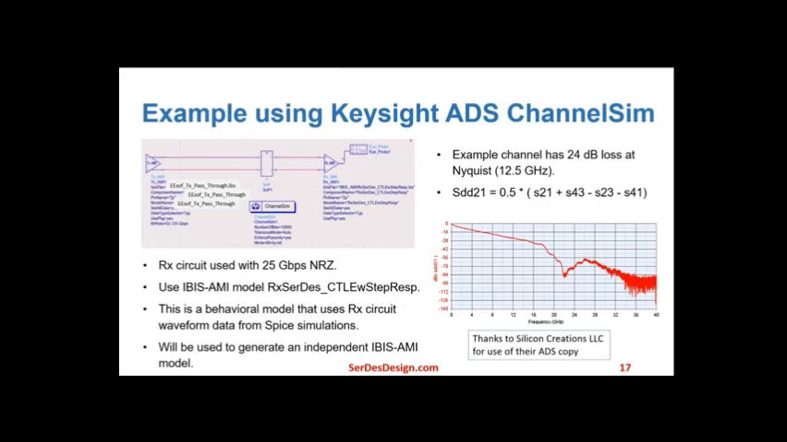For this example, the SerDes channel is defined with S parameters. This plot shows the SDD21 channel characteristics. It has 24 dB loss at Nyquist, which is 12.5 gigahertz. Thanks to Silicon Creations LLC for use of their ADS copy.